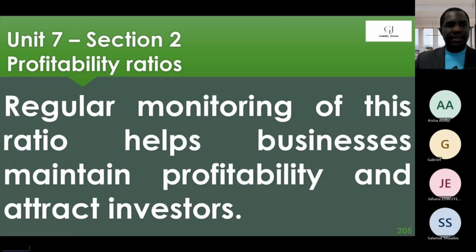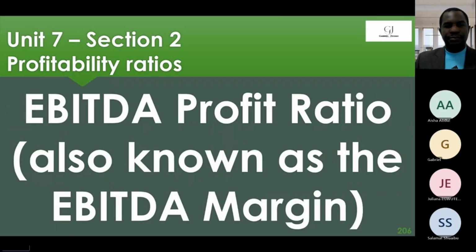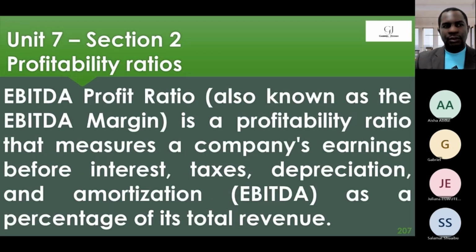We just rounded off the operating profit margin ratio. Okay, so let's look at our EBITDA profit ratio, known as EBITDA margin. The earnings before interest, tax, depreciation, and amortization profit ratio is known as EBITDA margin. It's a profitability ratio that measures a company's earnings before interest, before taxes, before depreciation, and amortization.